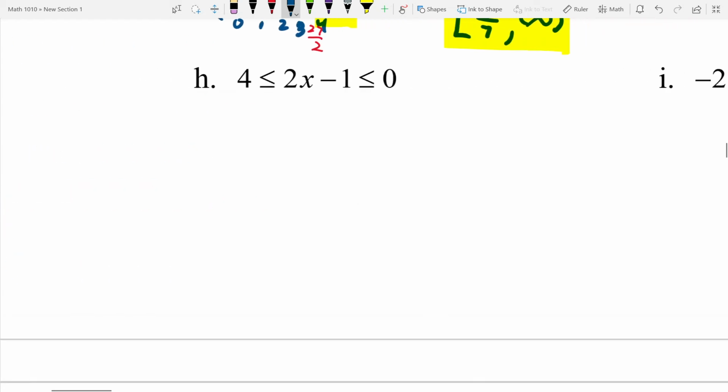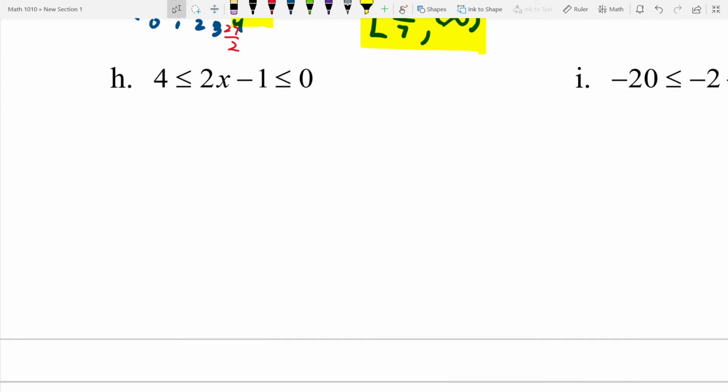Good. Okay, here's H. I need an X in the center. Everybody in the room, what do I do first? Should I divide by 2? No, that's bad. What do I do? Add 1. So now I'm going to have 5 is less than or equal to 2x is less than or equal to 1. What do I do?